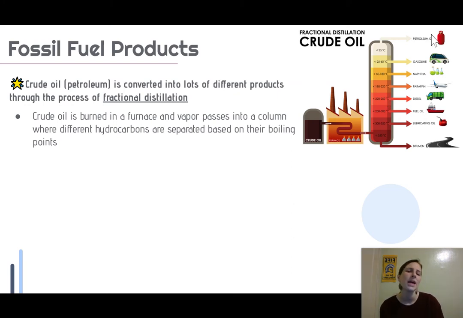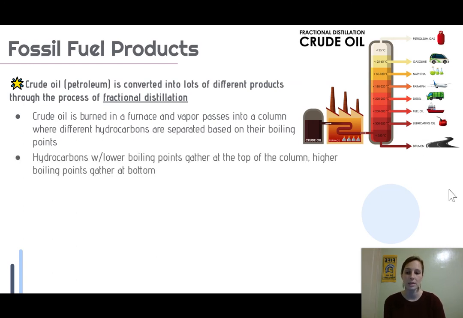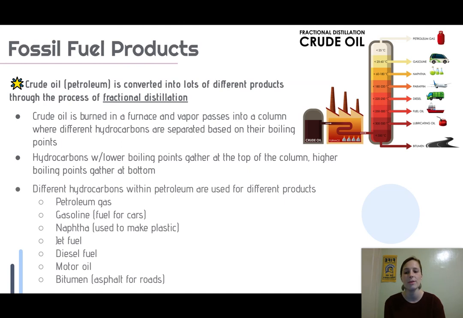lowest boiling point is going to be petroleum gas. Then we've got gasoline, we've got diesel, we've got lubricating oil. So all of these are at different boiling points. And so it's going to be easy to separate out so that you can isolate it. Now, hydrocarbons that have the lower boiling point are going to gather at the top of the column, and the higher boiling point is going to gather at the bottom.